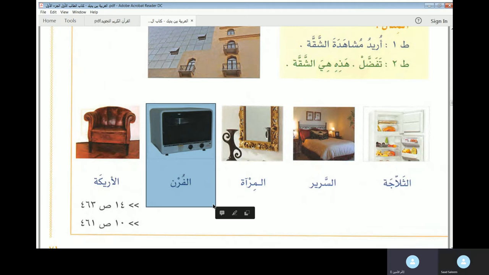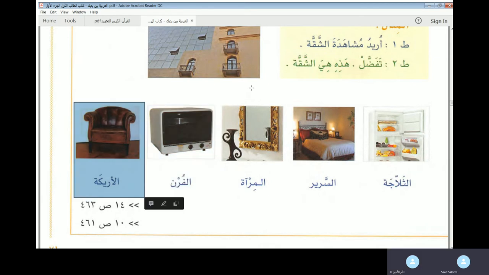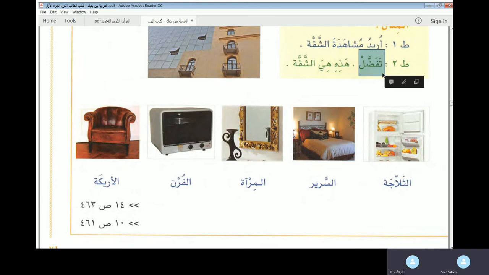أريد مشاهدة الفرن. تفضل هذا هو الفرن. هذا is a masculine word. هذا هو الفرن. Yes, please enter. This is the oven. Is it just yes, please, or yes, please enter? Just yes, please is also enough. It depends; the meaning of this word depends on the circumstance, on the place. It does not have any fixed meaning.